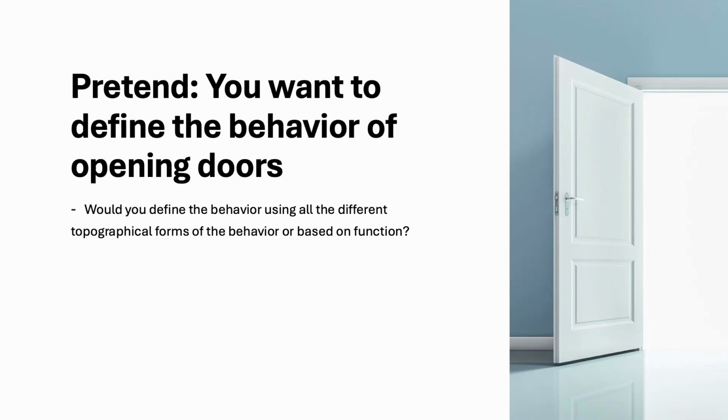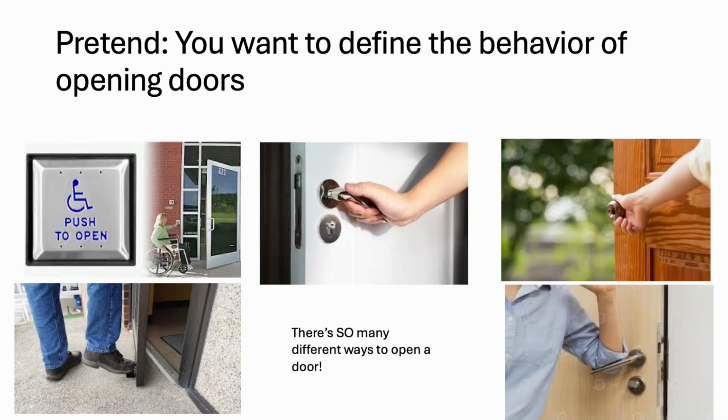Now let's look at an example of the difference between using a function-based definition versus a topography-based definition. I want you to pretend that you are trying to define the behavior of opening doors. A simple behavior, an adaptive behavior. Would you define the behavior using all of the different topographical forms of the behavior, or would you define the behavior based on the function? I want you to think about what each of those definitions would look like also.